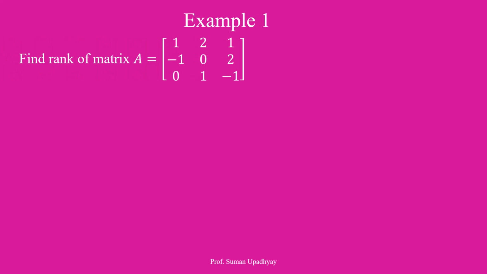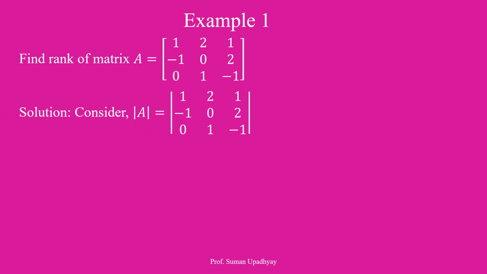Let us understand the definition of rank of a matrix with a few examples. Example 1. Find rank of matrix A, which is there on your screen, which is of order 3 by 3. Let us see how we can find the rank of this given matrix using the minor definition. The minor definition tells us that it is the largest square whose determinant is going to be non-zero. So in a 3 by 3 matrix, the largest square possible is of order 3 by 3. So we are going to take its determinant and see whether its determinant is 0 or not. We all know how to find the determinant of a 3 by 3 matrix.